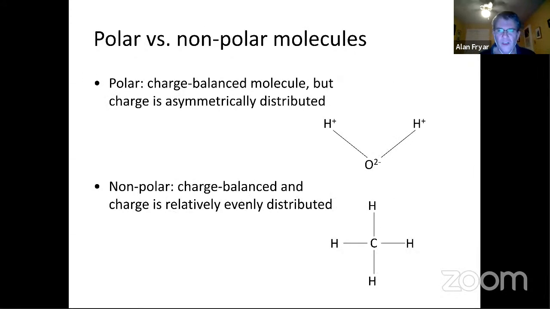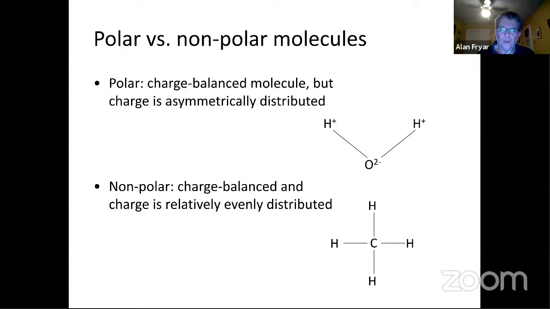So this next slide just shows the water molecule and how it is polar, that is, it's charge balanced, but the charge is asymmetrically distributed. So you see the dipole, as it is called, with the oxygen having the negative charge, and the hydrogen atoms tending to have positive charge. And so water molecules orient themselves around ions relative to the positive and negative parts of the water molecule.